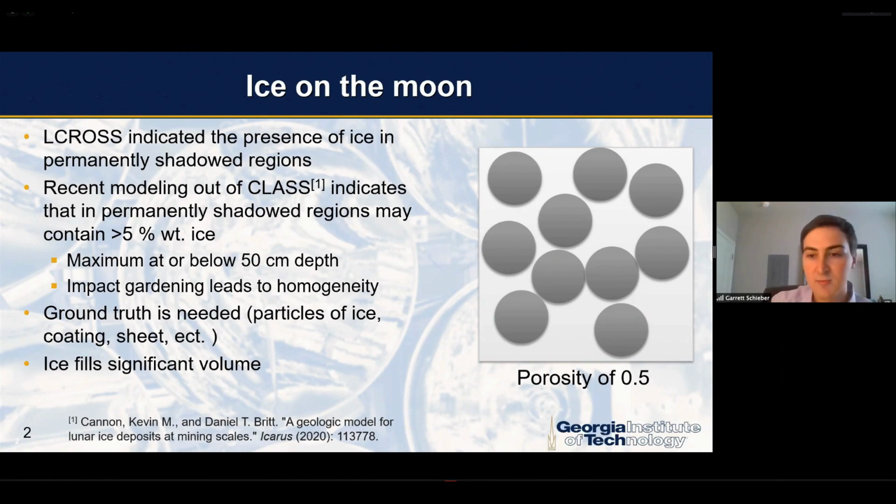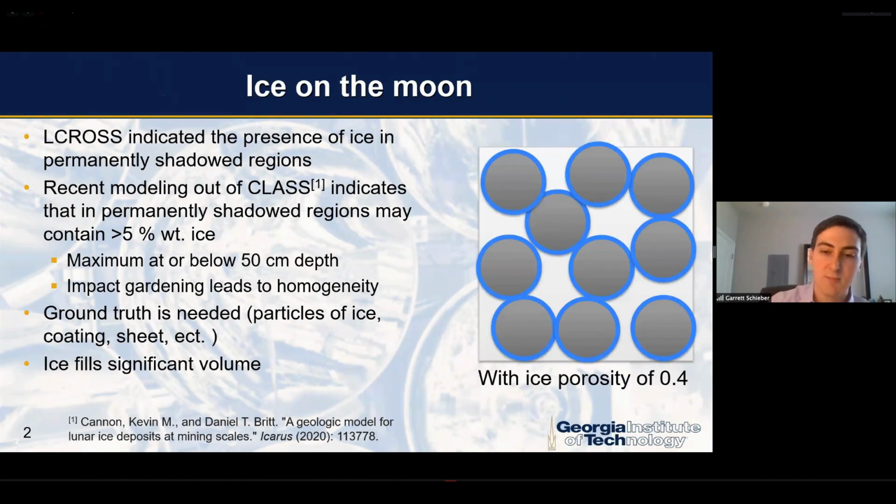However, and I don't think this is mentioned a lot, the ice will fill a significant volume, especially if it is at 5 weight percent. And so I prepared a quick demonstration to the right with the average surface porosity of about 0.5. If that regolith is filled with 5 weight percent of ice, the porosity goes down 10% as that ice fills a further 10% of that void space. And that has implications for the design of thermal mining.